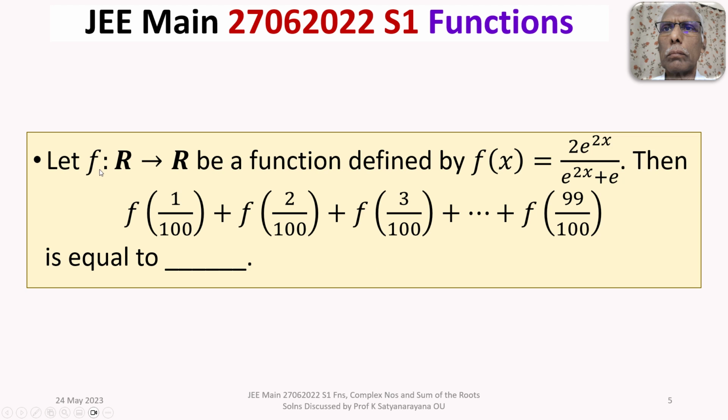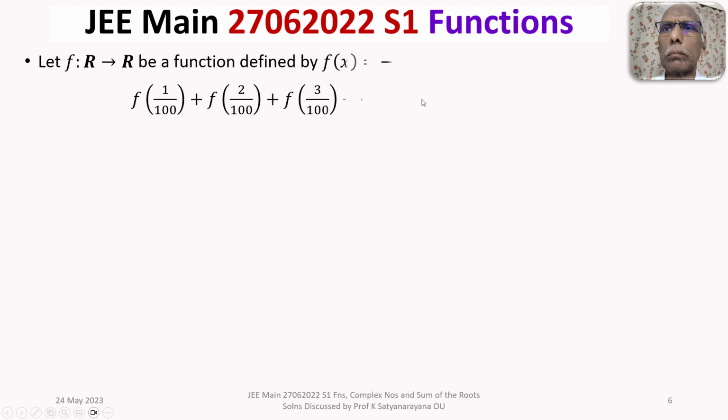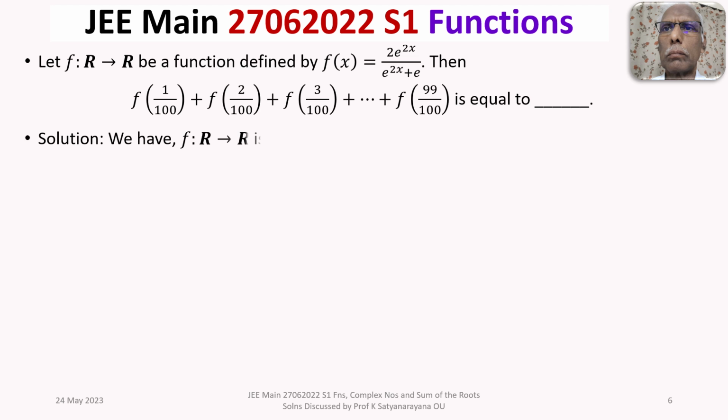We are given a function from the set of real numbers into itself defined as f of x is equal to 2 times e to the power of 2x by e to the power of 2x plus e. Then we have to find f of 1 by 100 plus f of 2 by 100 plus f of 3 by 100 plus so on and so forth plus f of 99 by 100. We have to find the value of this sum. That's our given question. We will now discuss the solution of the problem in detail.